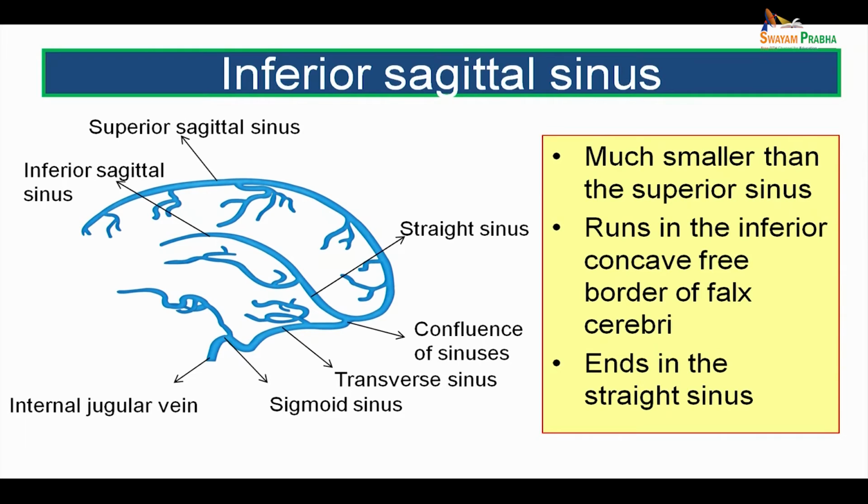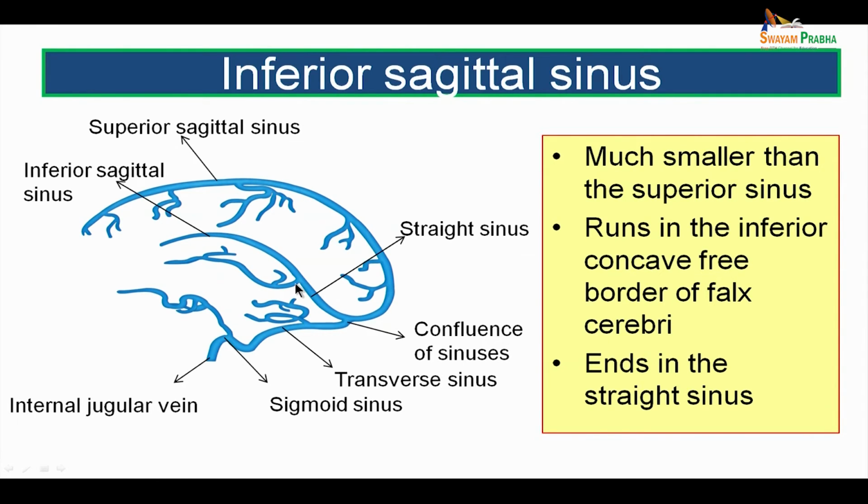We now go on to see the inferior sagittal sinus. The picture here shows us the superior sagittal sinus along the attached border of the falx cerebri, and this is the inferior sagittal sinus which lies along the free inferior border of the falx cerebri. If we trace the inferior sagittal sinus posteriorly, it continues as the straight sinus. The straight sinus is formed by the union of the inferior sagittal sinus and the great cerebral vein of Galen.